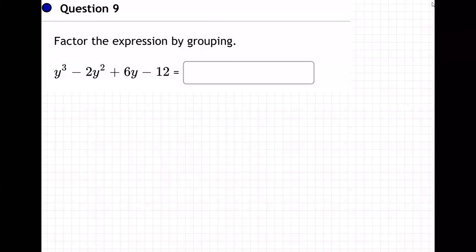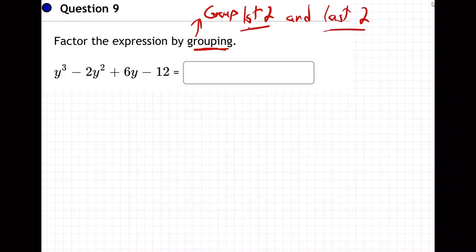Okay, so they want us to factor by grouping. And what grouping means, whenever they say grouping, they mean group the first two and last two. First two and last two. Actually, sometimes you need to rearrange them, but not on this one. So first two and last two.